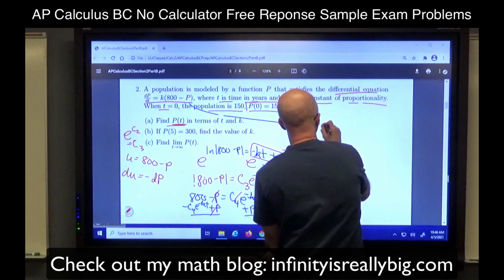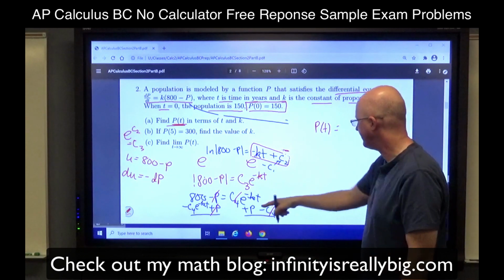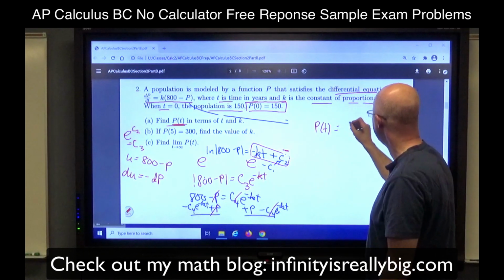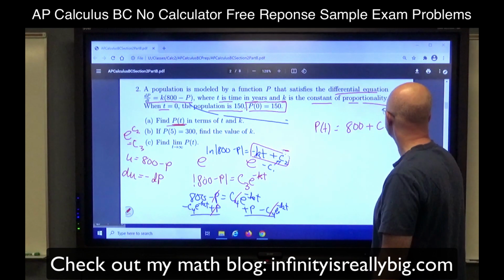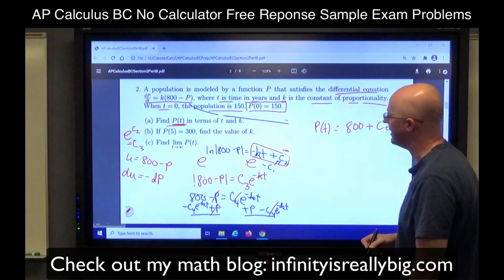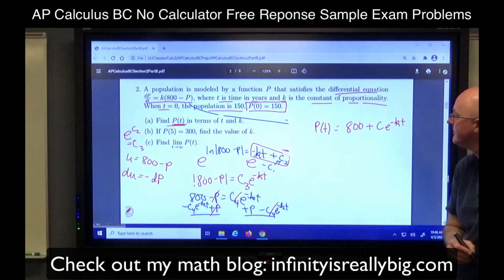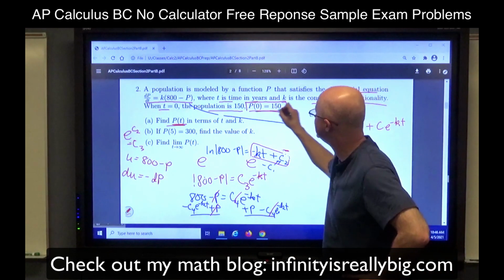P of T, and you could write function notation here, is, what would it be? I'd have the P on this side. It equals 800 minus that, which I can think of as 800 plus, I'll just call it C, C e to the negative kt, where C is an arbitrary constant. We're actually not quite done with part A yet. I want to figure out what the arbitrary constant is, and that's based on this initial condition.